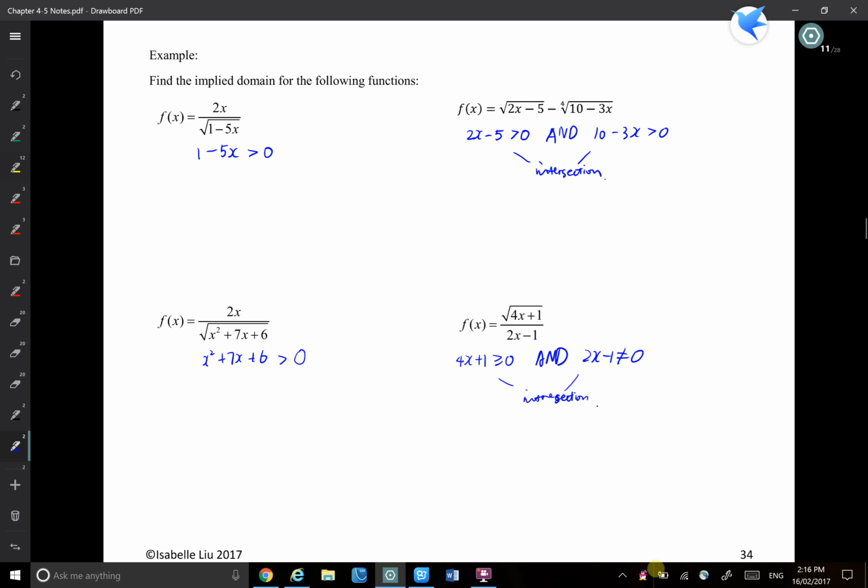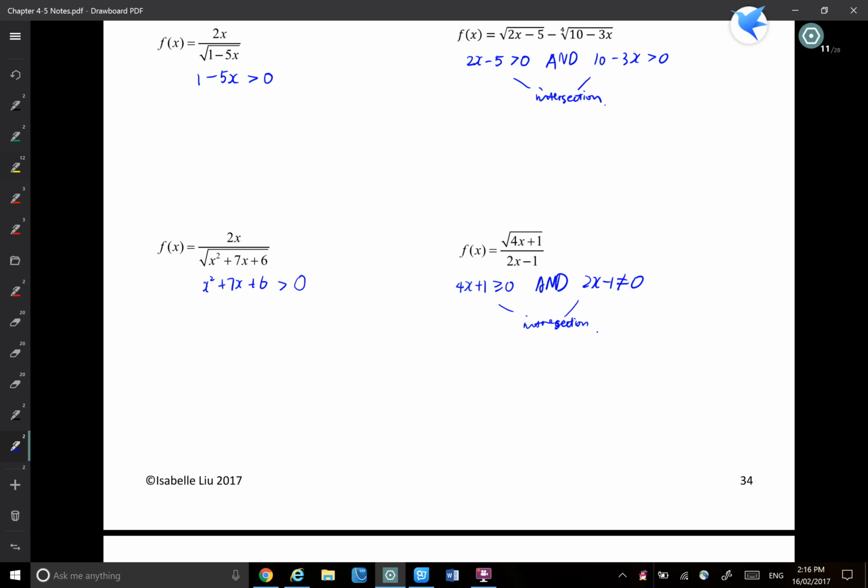I will give this as homework, those 4 inequalities, and ask you to solve for them and find the intersection area.